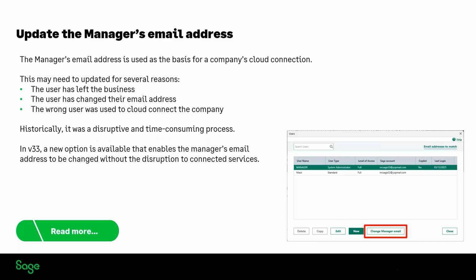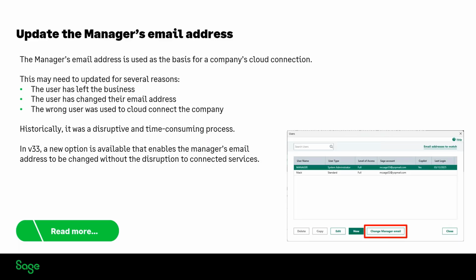Next is the ability to update the manager's email address. Now, the manager's email address is used as the basis for what you would term the company's cloud connection. So if you use any cloud connected services like bank feeds or remote data access, you might already use the likes of Copilot. You might possibly be on the early adopter program for Sage Connect, AI document capture. These are all connected services that potentially need a Sage account linked. So normally the manager's email address is the one that's used as the basis for that connection.